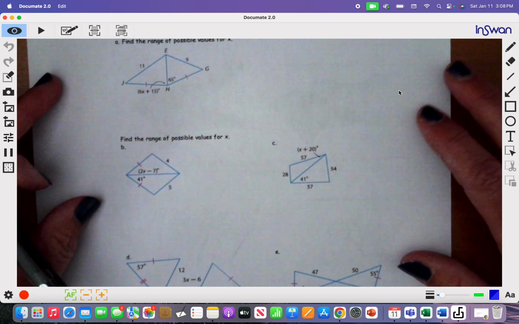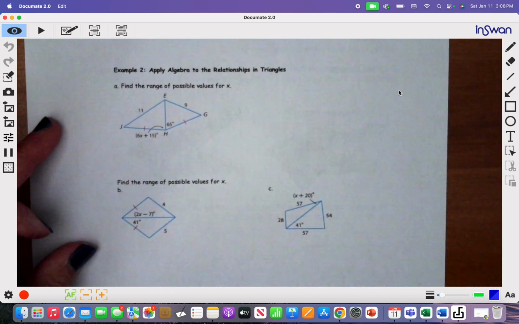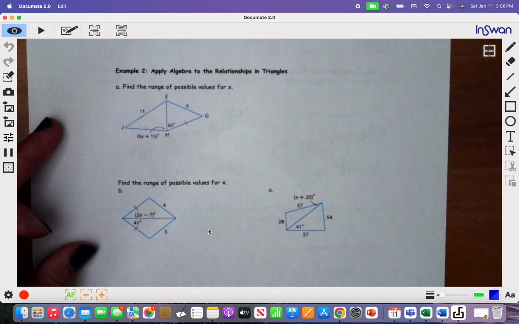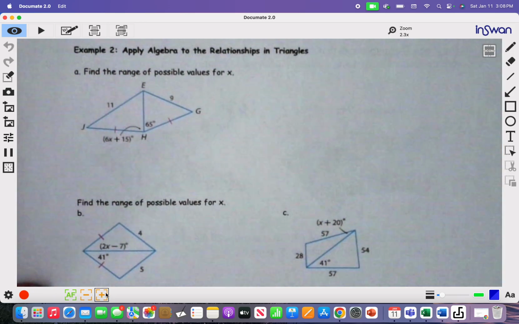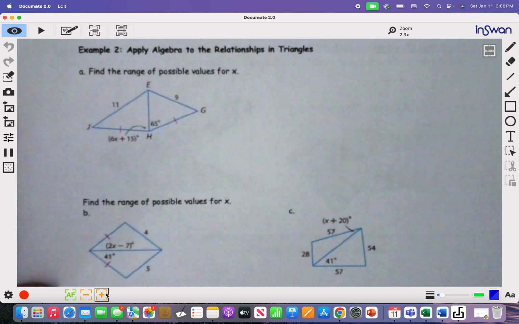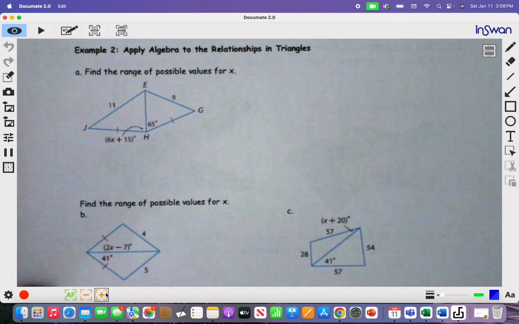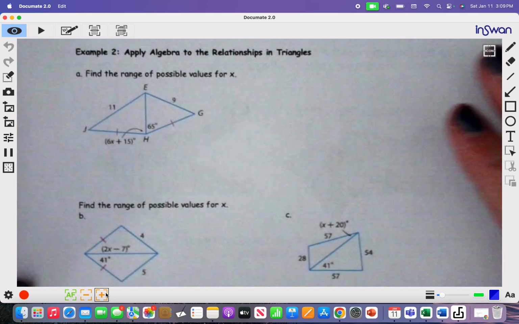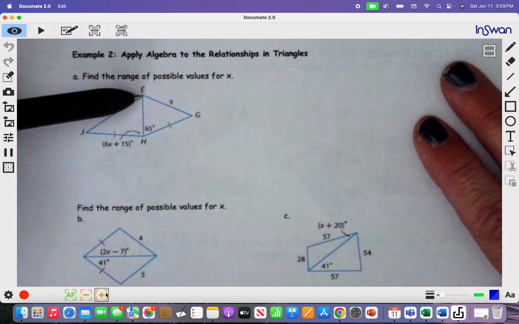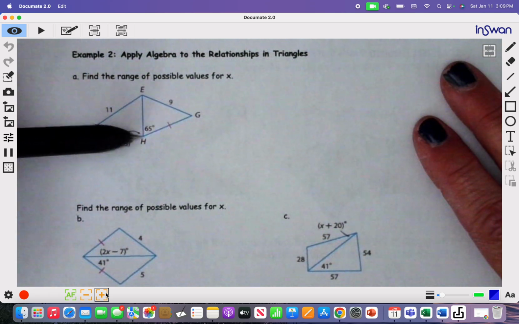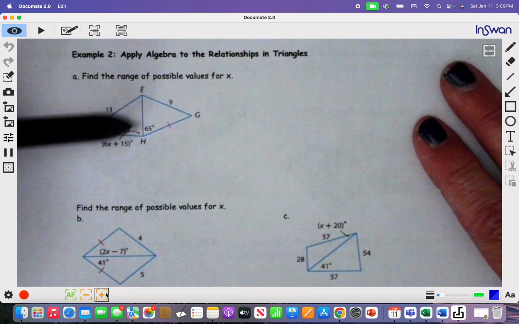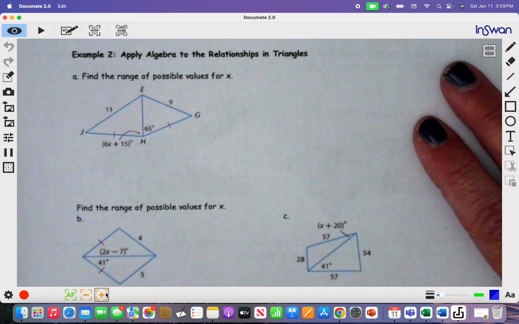And on the back, we are going to apply algebra to the relationships in triangles. So basically, we're trying to find a range of values for x. So I'm looking at my two triangles. I see that the hinge theorem applies here because this side goes to both triangles, and these two sides are congruent, so we're going to focus in on this angle and this angle. So that's the included angle.